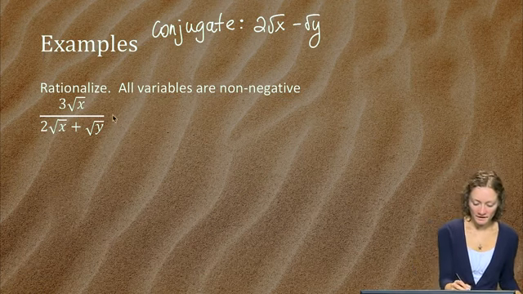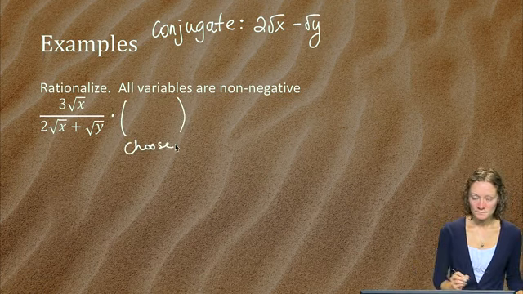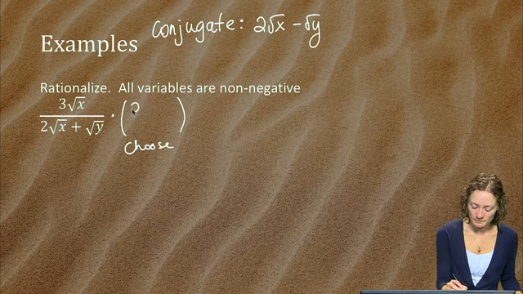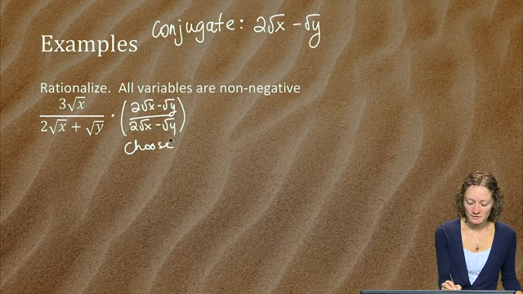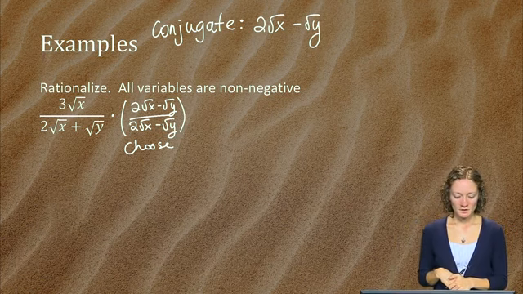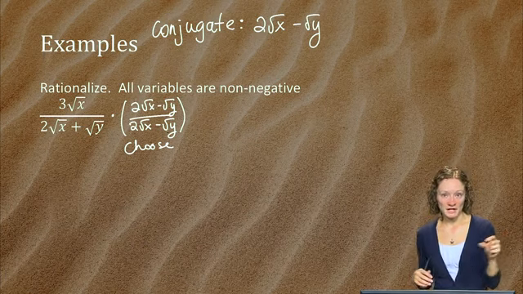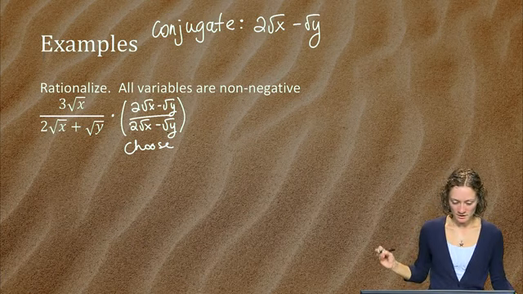So this is the thing that we choose to multiply top and bottom. I'm writing this "choose" every time so that you know this was a decision that you made, and then you go forward from there. Okay, so we have multiplication on top and multiplication on the bottom that we have to carry out.